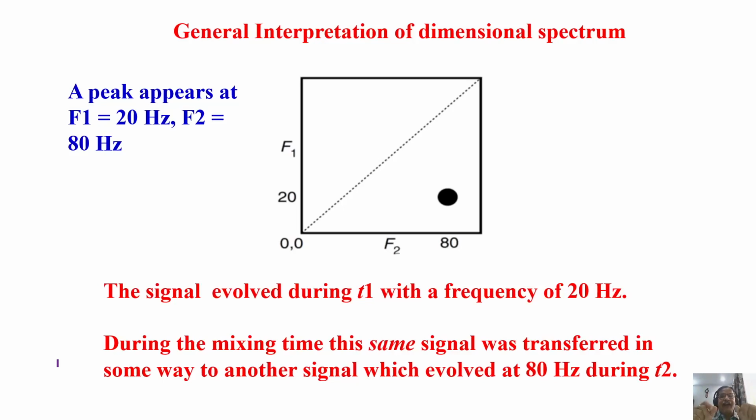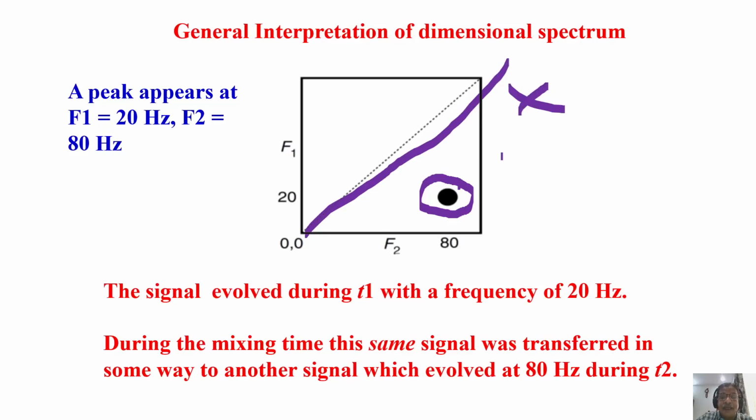Now, let us say I have done a 2D experiment. Take COSY, no problem, any experiment. For understanding purposes, we will take COSY. This is the 2D experiment which we have done. And I see a cross peak here. Is the peak on the diagonal? This is not on the diagonal. Okay, there is no diagonal peak. That means if you want to interpret, if you go in this dimension, at F1, the precessional frequency is 20 Hz. In F2, its precessional frequency is 80 Hz.